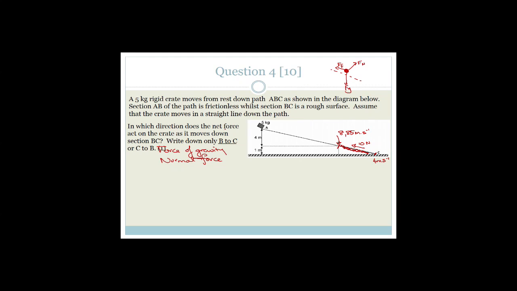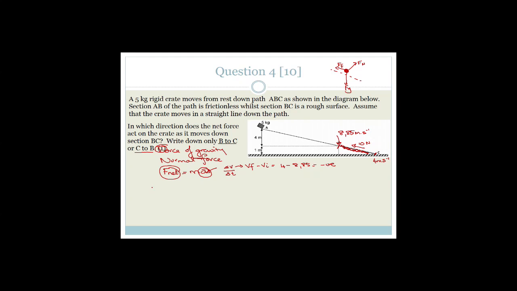Now they say, in which direction does the net force act on the crate? Write down only B to C or C to B, and it's only one mark, okay? Well, let's think about it this way. It starts off here at 8.85 meters per second, and it ends up at 4 meters per second. And we know that F net is equal to ma, okay? So your net force is equal to mass times acceleration. And the acceleration is your change in velocity over change in time. And if you want to extend it further, this is equal to vf minus vi. So if we just had to do this bit here, do you agree it would be 4 minus 8.85, which is negative? Okay, which means we've got a negative acceleration, which means we've got a negative net force.